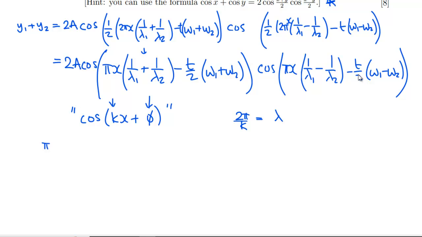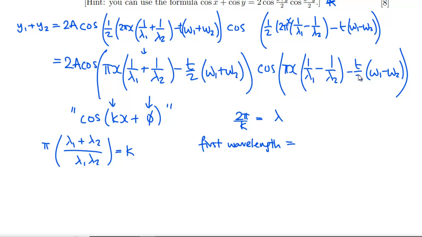We've got pi. Let's put this into one fraction: lambda 1 plus lambda 2 over lambda 1 lambda 2. That is our k. So we need to slot this into here, and it's going to give us our wavelengths. So we've got one wavelength, the first wavelength of this modulated wave, which is going to be equal to 2 pi divided by this. So we've got 2 lambda 1 lambda 2 over lambda 1 plus lambda 2.